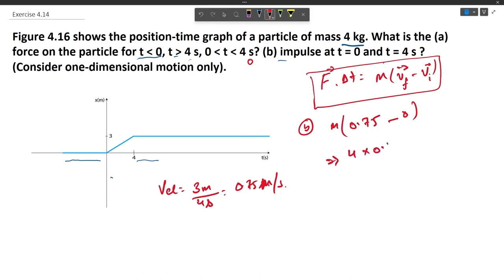So 4 times 0.75 kg meter per second, so it would be equal to 3 kg meter per second.